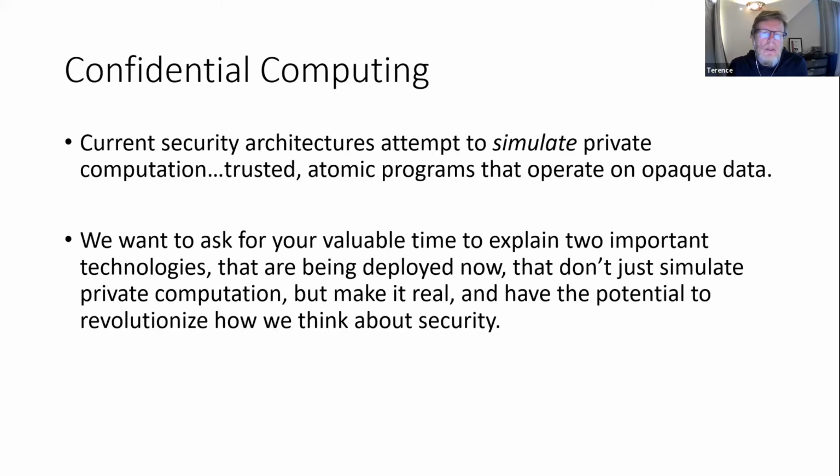So current security architectures attempt to what I would call simulate private computation. They attempt to build an application and data boundary and then sort of try and stick things on the outside of the boundary in order to make that work. Because what we really want is we would like trusted atomic programs.